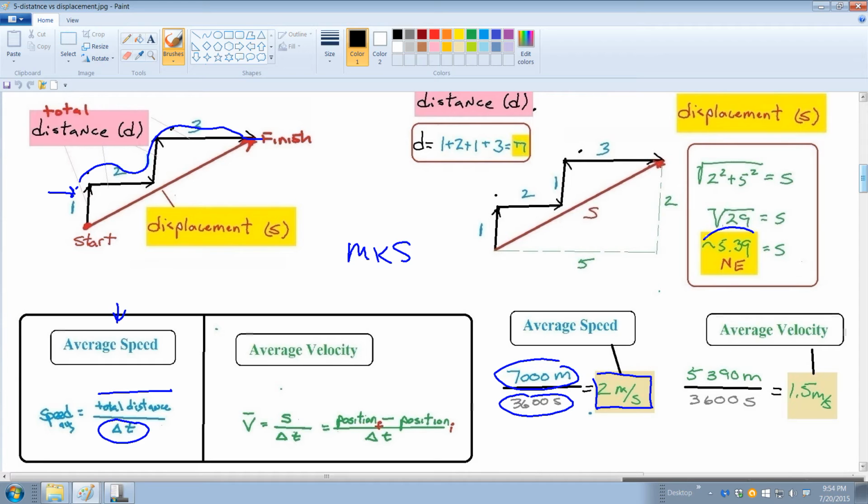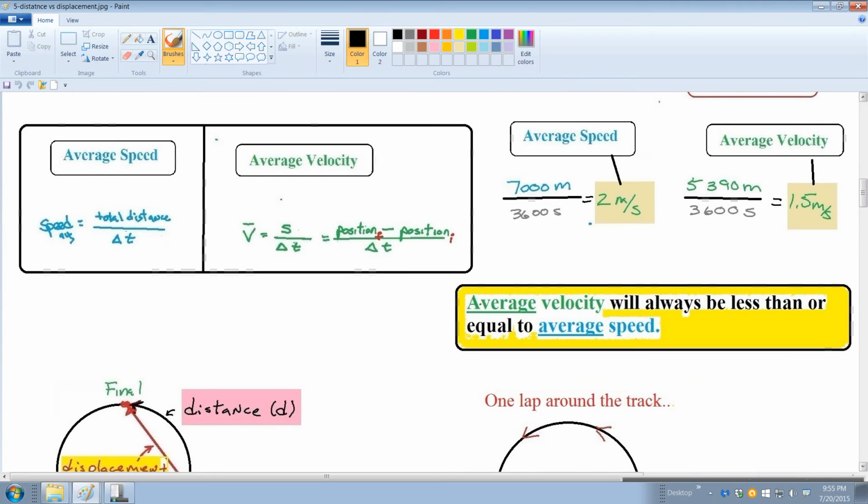The displacement was 5,390 meters. The time was the same, so 3,600 seconds. And we find that the average velocity, though, was 1.5 meters per second. So one thing that you can say about average speed and average velocity is that the average velocity will always be less than or equal to the average speed.